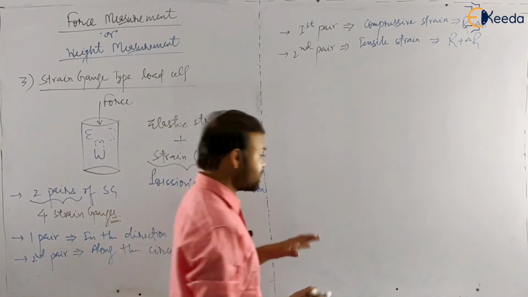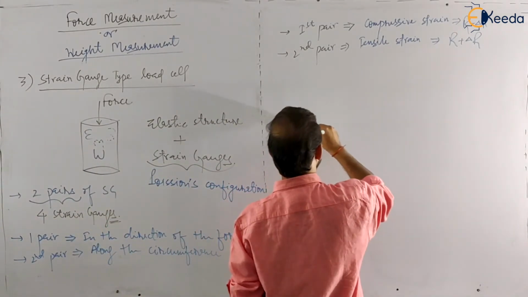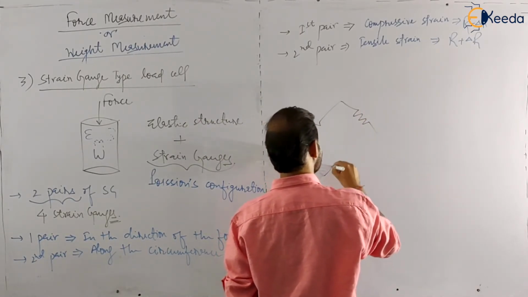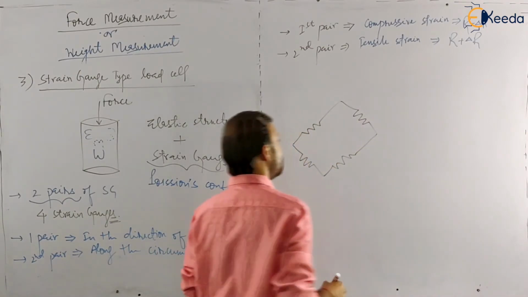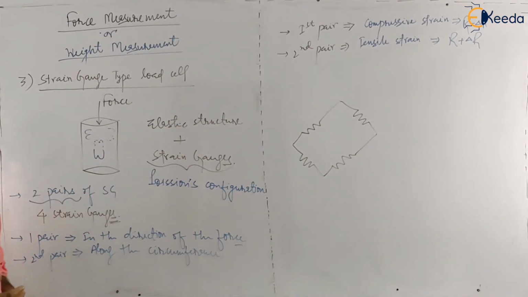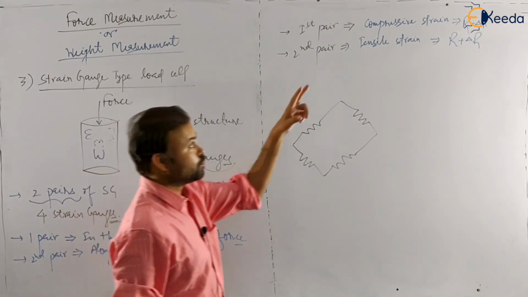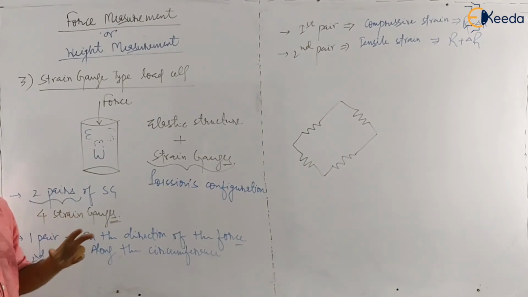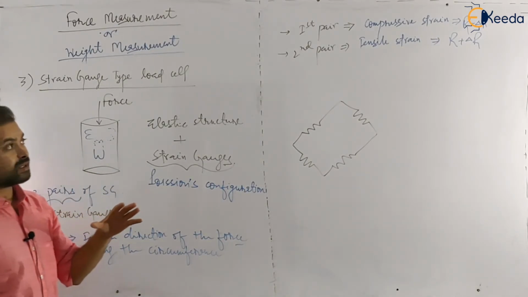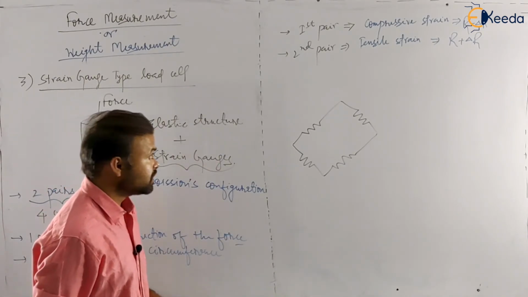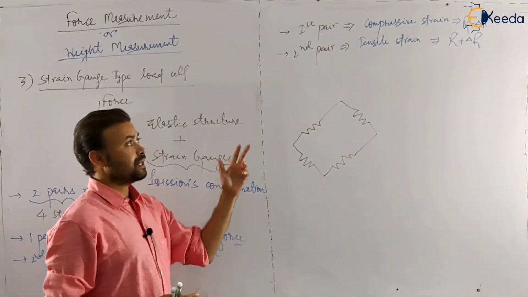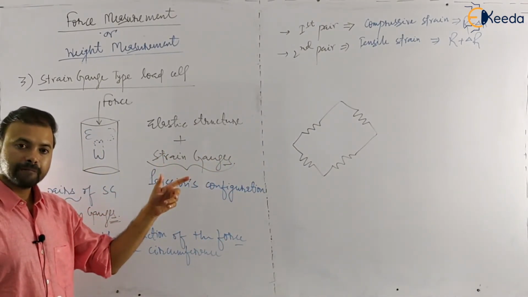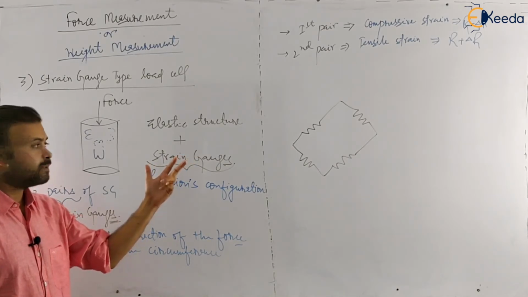The connection part is already covered in the previous lecture. How will you connect these strain gauges? If the same strain is there, if there are two compressive strains, then the strain gauges which are experiencing compressive strain will be connected in opposite arms. Same strain, opposite arms; opposite strain, adjacent arms. This is already covered.